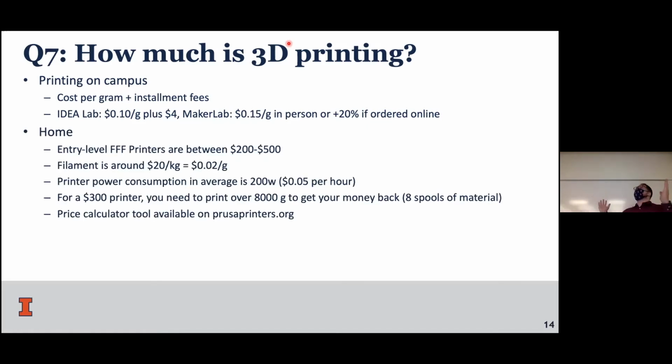Let's say you want to print at home. You need to print a lot of stuff. Entry-level printers, usually 200 to 500. So what we have here is a $300 printer, but it comes in parts. You have to assemble it yourself.